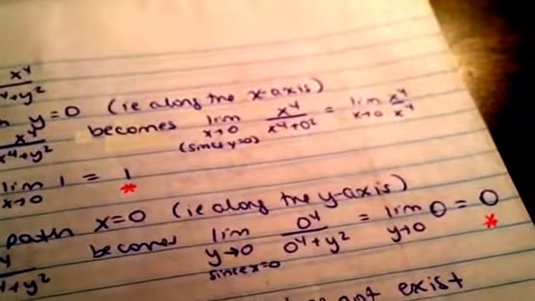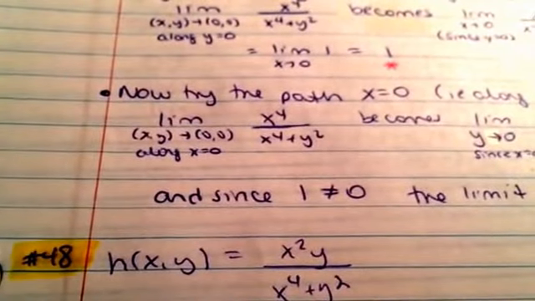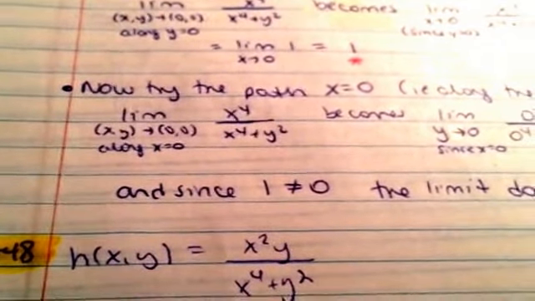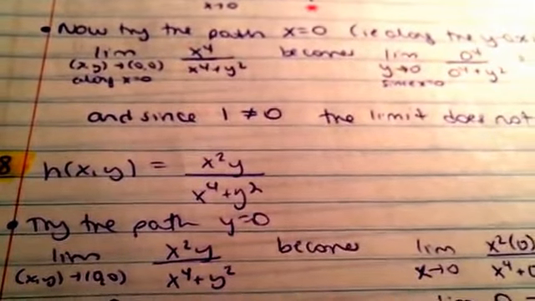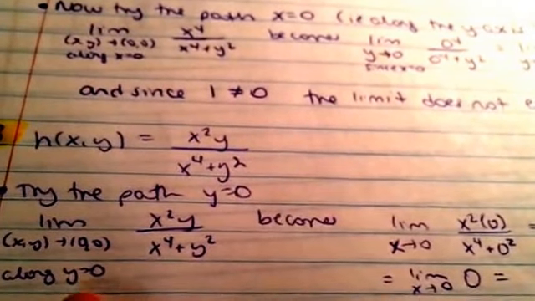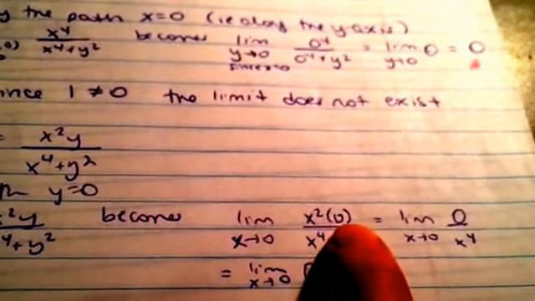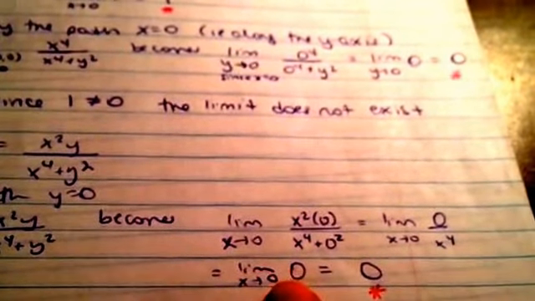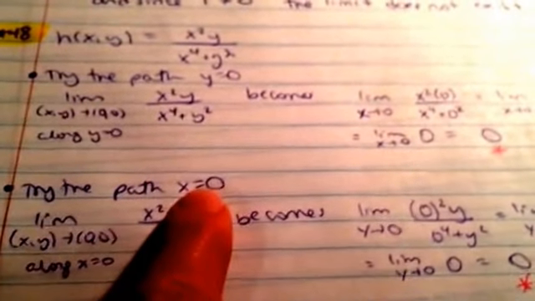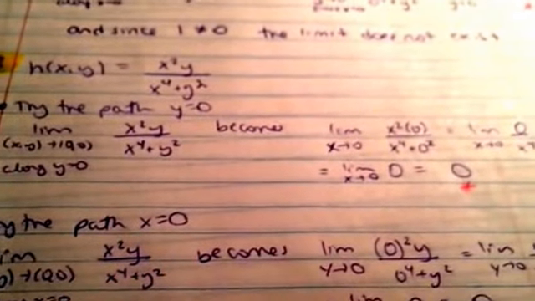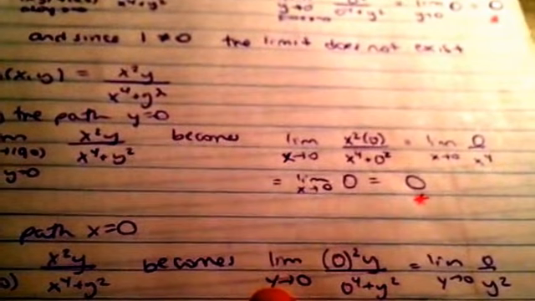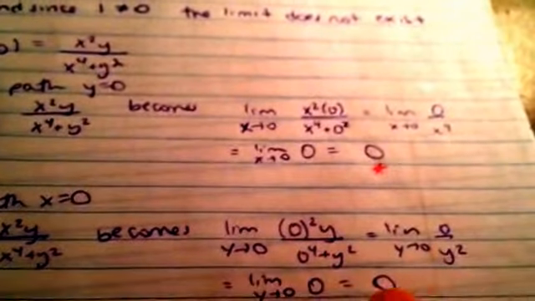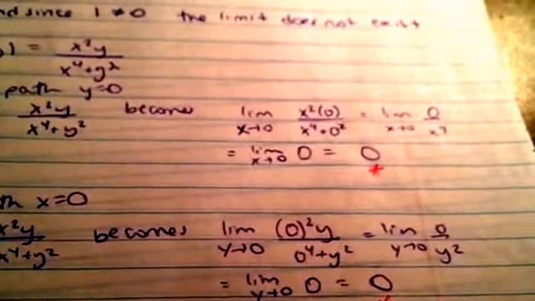All right, let's look at one where you have to try more than 2 paths. So this is 48. Here is my function. I'm going to try the path y equals 0. If y is 0, all of my y's are going to become 0s. That's 0 over x to the 4th, which is 0. Limit of 0 is 0. And then here, I'm going to try x equals 0. All of my x's are going to become 0s. All that's left is y's. I have 0 over y squared, which is 0. Limit of 0 is 0. I got the same thing.